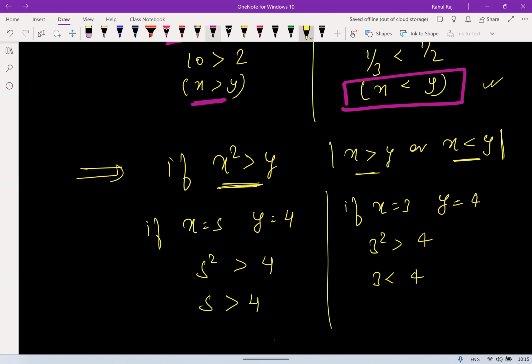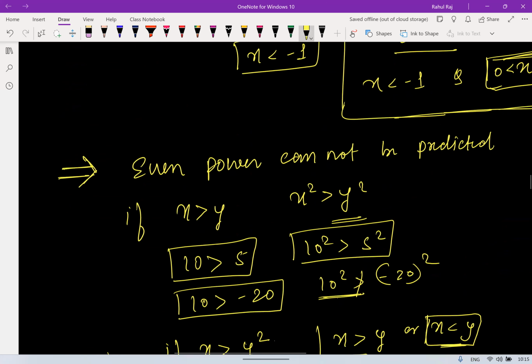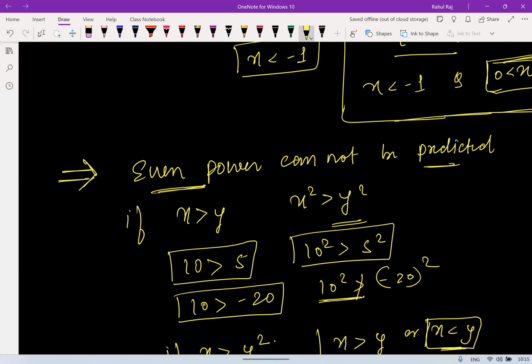So in this case, x square is greater than y and x is greater than y. In this case, x square is greater than y, but x is less than y. So Alexa, when you say even powers cannot be predicted, this is a harsh, generalized statement, so it should be valid for all possible cases and respected everywhere. Simple logic. Okay. Agreed.